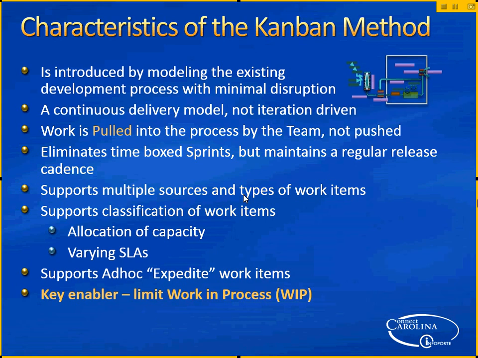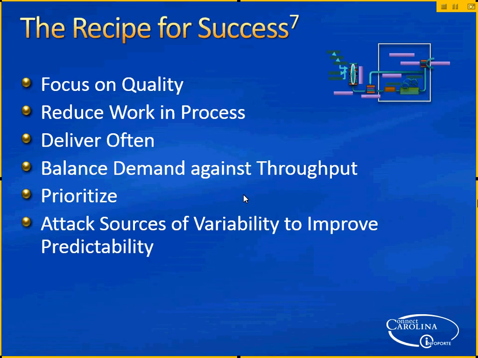The key enabler for Kanban is limiting the work in process. And so limiting the amount of work in process is the essential enabler. The recipe for success, based on David Anderson, is the items shown here. First, focus on quality, reduce the work in process, and the key item, deliver often, and balance demand against throughput is another way of controlling the work in process. The team can only do so much effectively at any one time, and so you have to balance the work that's coming in against their capacity and not try to force feed, push for extra capacity.